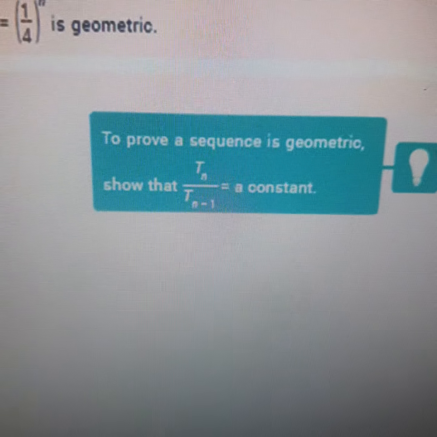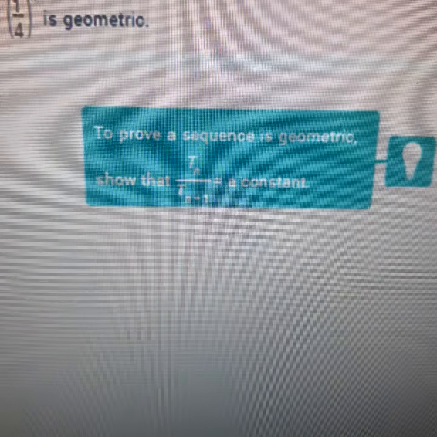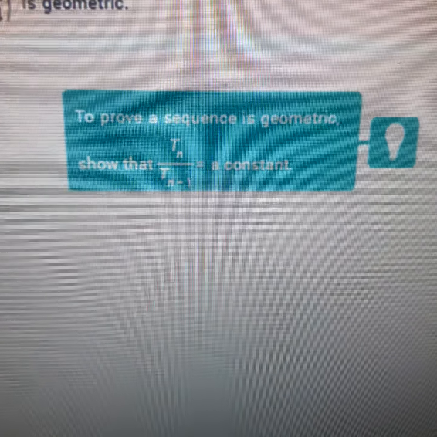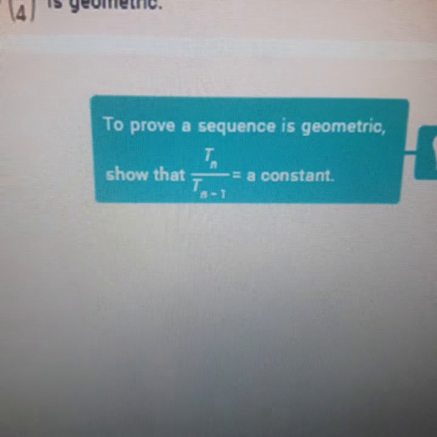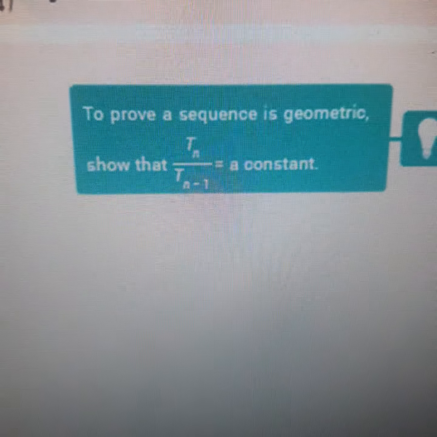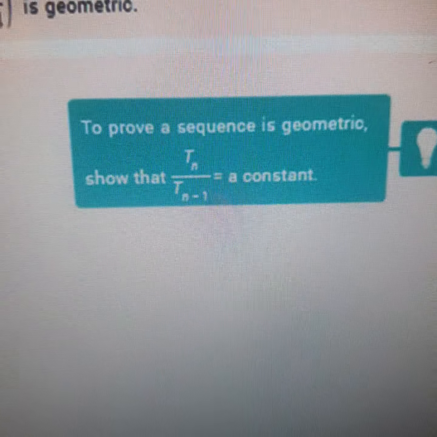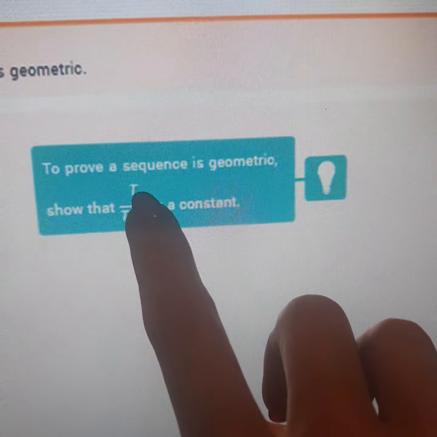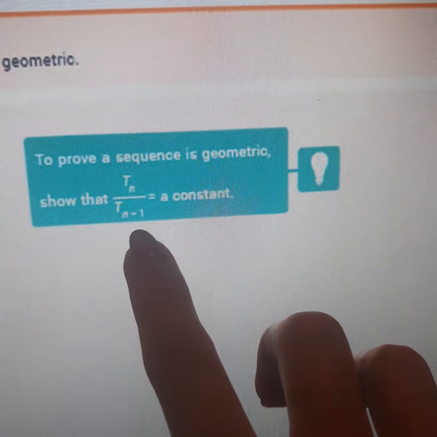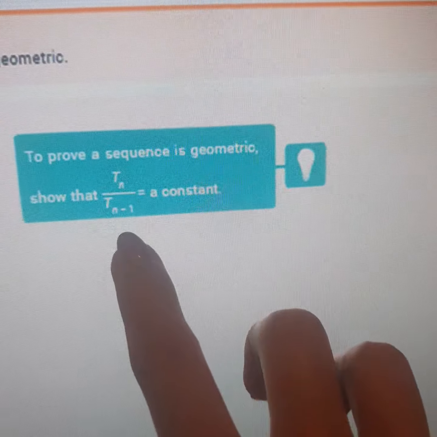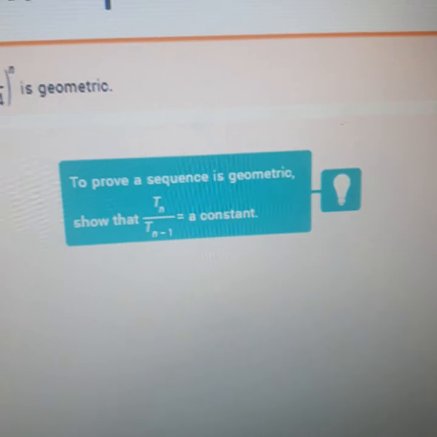Yeah, that's basically, I suppose, for an arithmetic sequence. That'd be just the example. But for a sequence that is geometric, how you show that it is geometric is you put Tn divided by Tn minus 1. So basically it'd be like term 2 all over term 1, or term 3 all over term 2. And if it's constant, then it's correct.